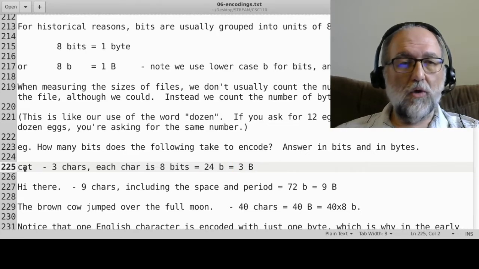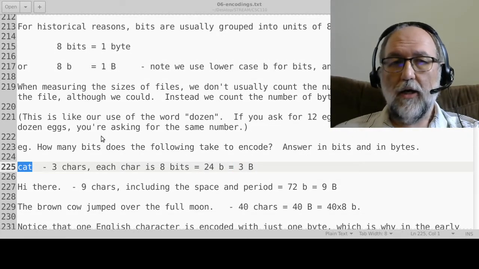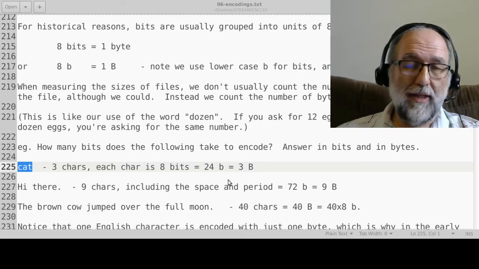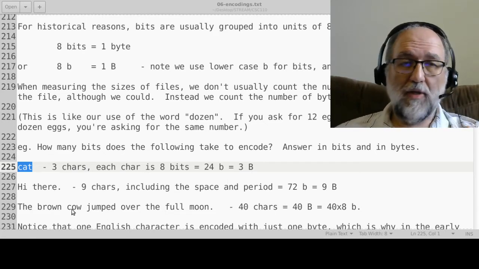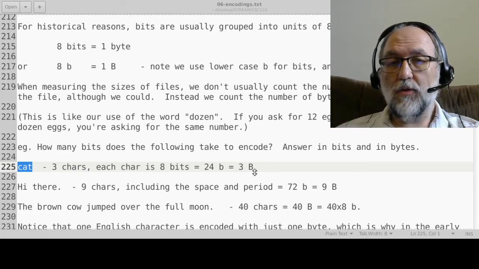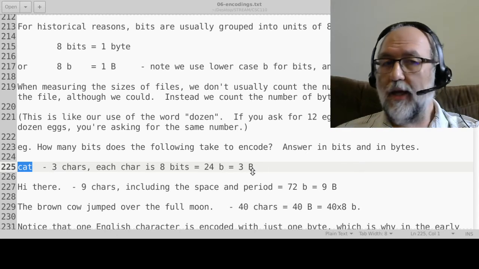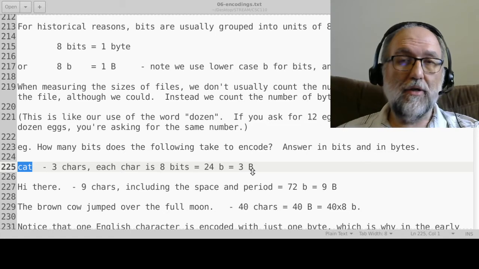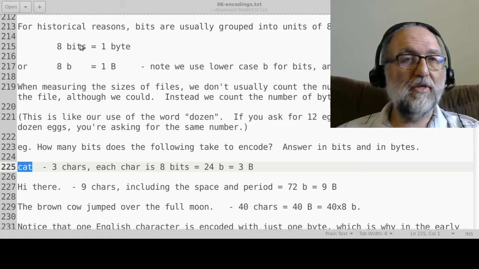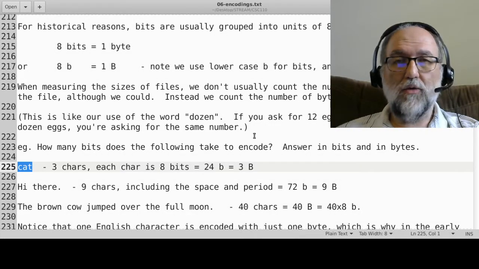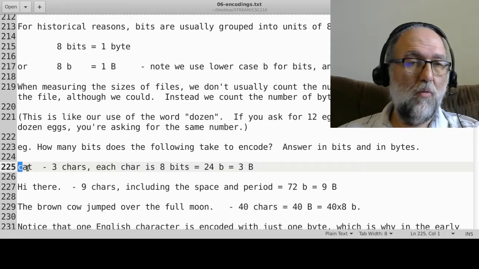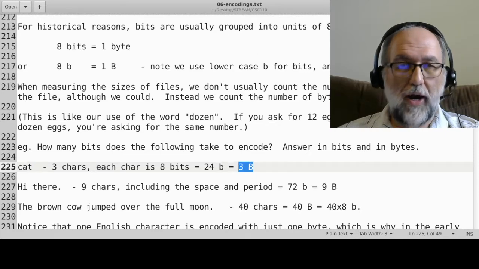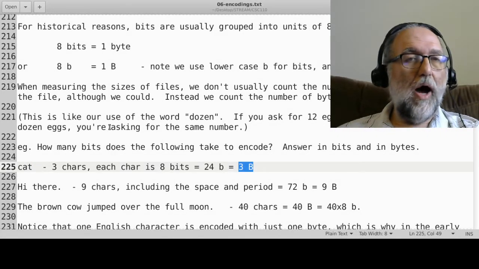So in answer to the question, how many bits does it take to encode cat? 24 bits. Equivalently, how many bytes does it take to encode cat? The answer is 3 bytes. I think you can already see why bytes are convenient, because each ASCII letter is 1 byte. So how many bytes does it take to encode cat? How many letters are there? 1, 2, 3. 3 letters, 3 bytes.